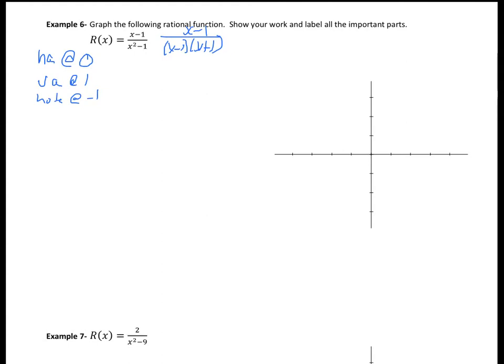Wait, did I do that wrong? I did do that wrong. That's negative, and that's positive. Good call. Thank you for correcting me, because that would have sucked if we had gone all the way through the graph wrong. Then I'd have been really irritated with you guys.